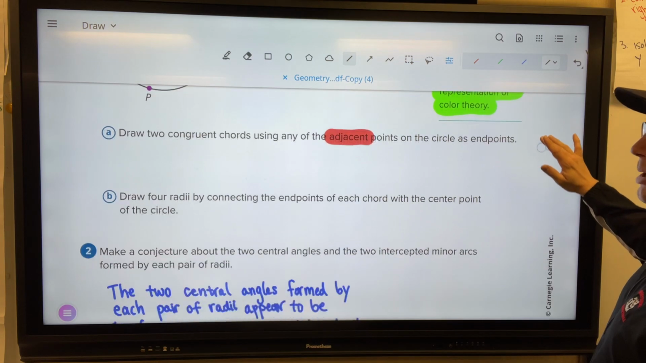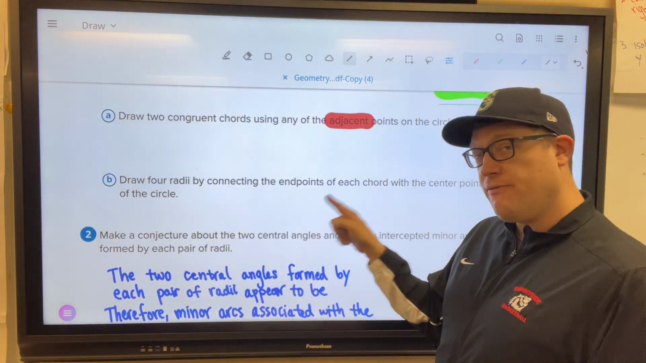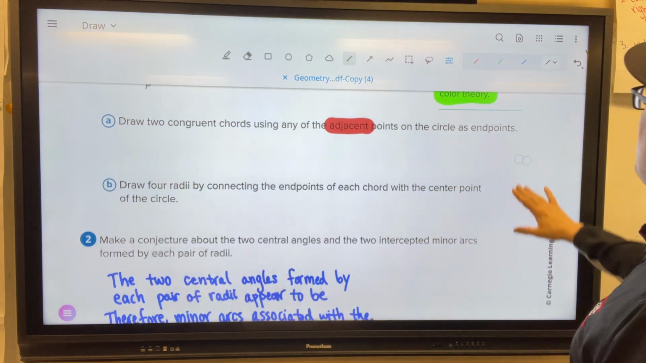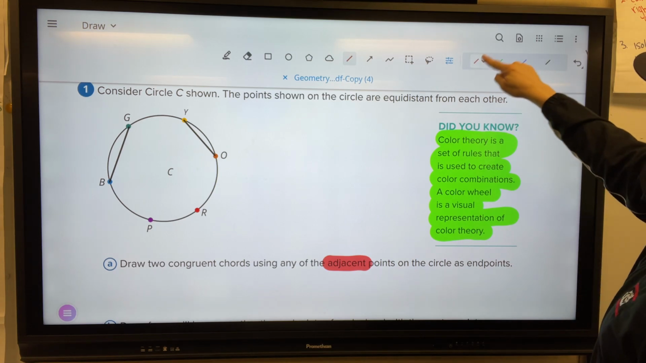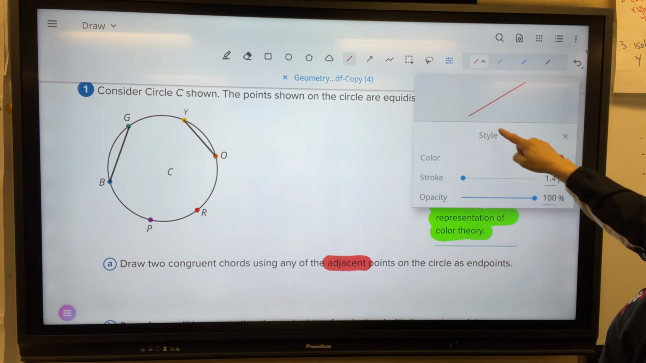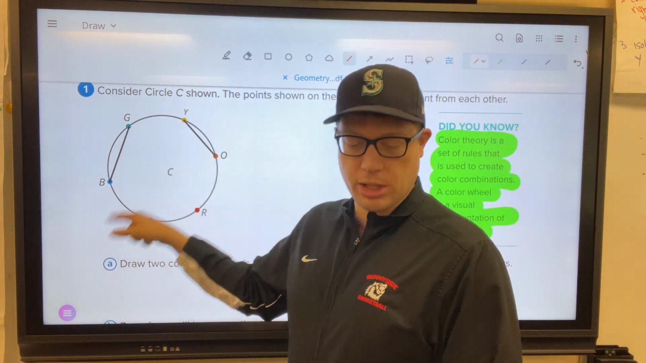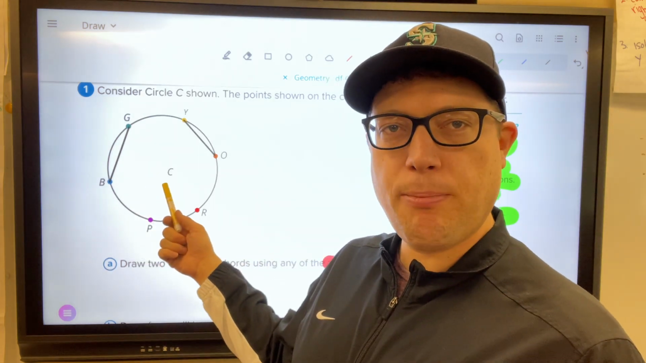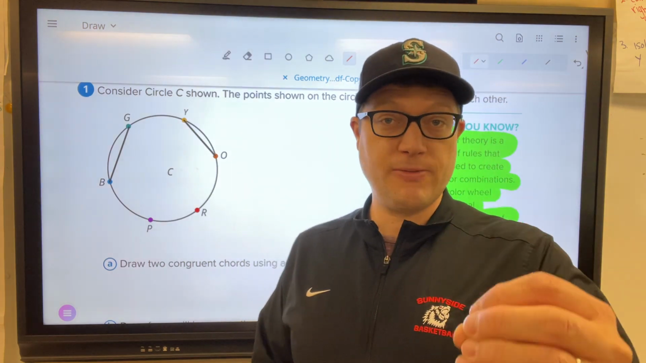Now, next up, draw 4 radii by connecting the endpoints of those chords with the center point of the circle. So let's use red for my radii. Here we go. So I'm going to connect the center. Whoa, do you know how to find the center of a circle? They don't have a point listed right there. This is something that we need to make sure is emphasized from before.